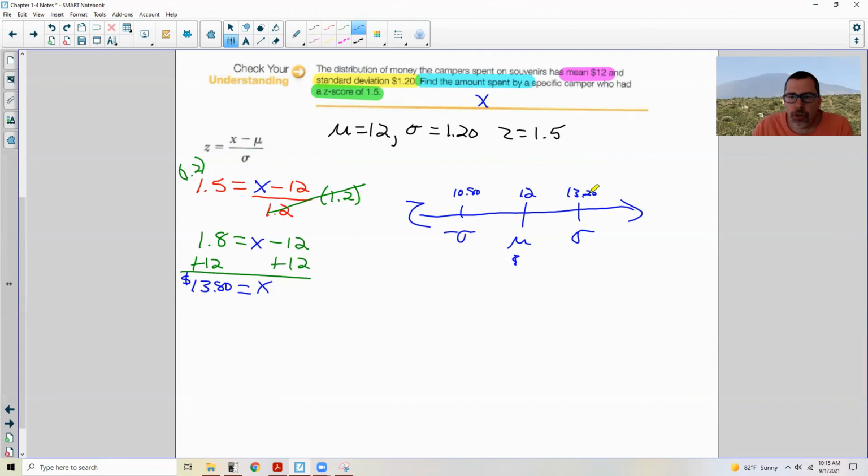So this camper spent more money than the average. 1.5 is positive. If I go out to two standard deviations, I would add another $1.20 to $13.20 and get $14.40. Well, 1.5 standard deviations has to be halfway between $13.20 and $14.40, and that answer is $13.80. So that hopefully draws a picture of where that would be located on a bell-shaped curve. Not a very good one, but there's the bell-shaped curve.